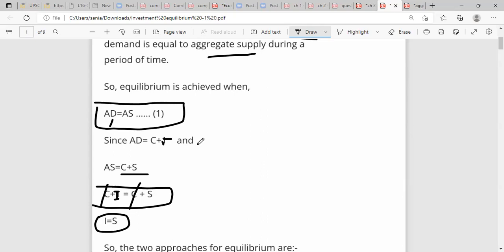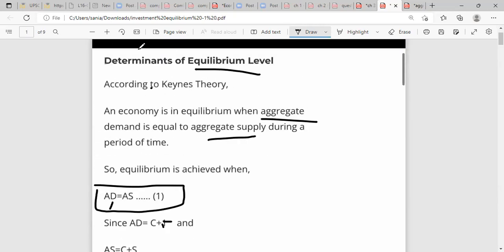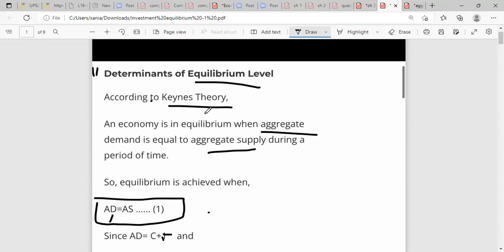Yes, ma'am. Okay, so write it down, be very quick. First, write the chapter name with a hashtag, then hashtag determinants of equilibrium level, and according to Keynes, this and this. Be very quick.